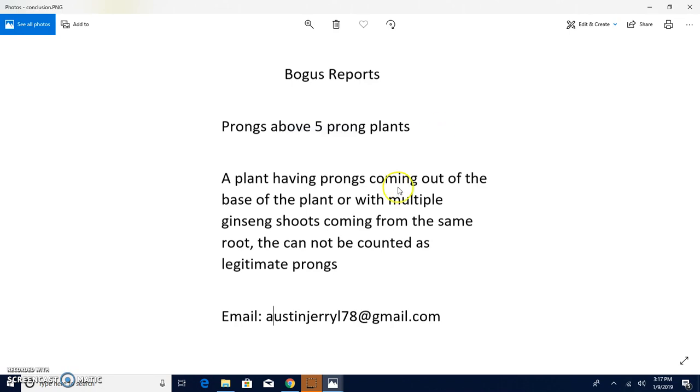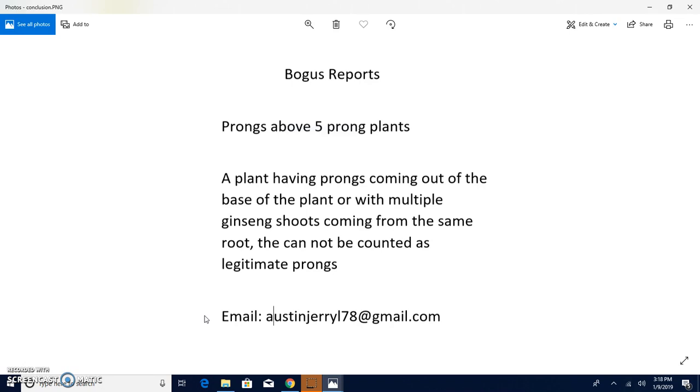So if anyone has any legitimate pictures of any 6 or 7-prong plants, I mean legitimate pictures, then I would appreciate it if you would send me an email at my email address there. It's shown at the bottom. I'm circling the cursor around it, and send me some pictures of those plants. I would appreciate them.